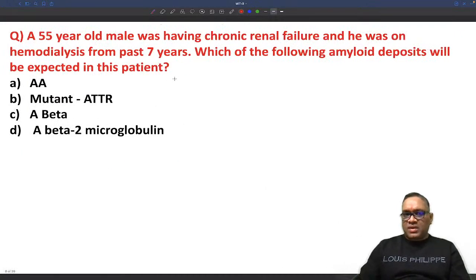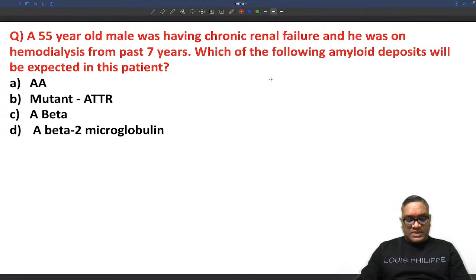Now moving on to the next question. A 55-year-old male was having chronic renal failure and he was on hemodialysis for the past 7 years. Which of the following amyloid deposits will be expected in this patient? Hemodialysis, 7 years, chronic renal failure. See, chronic renal failure, hemodialysis.